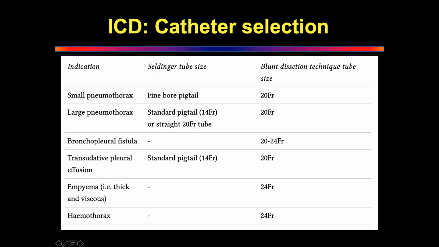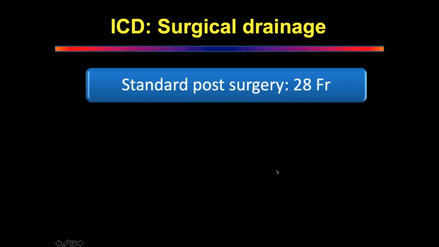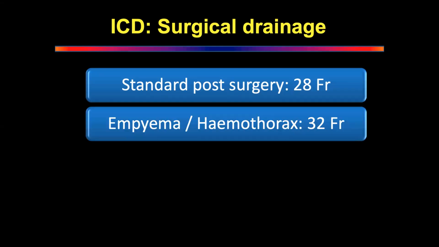There's the Seldinger tube size on this side, 12 to 14 French, and this side is the blunt dissection. 20 French is usually for pneumothorax, and for larger ones they talk about 24 French, but you're quite safe to say 28 to 32 French. Post-operatively, we use 28 to 32 French. The physicians use 24 French. Does it make sense? Yes, sir. Standard post-operative surgery is 28 to 32 French. Empyema and hemothorax is 32 French.